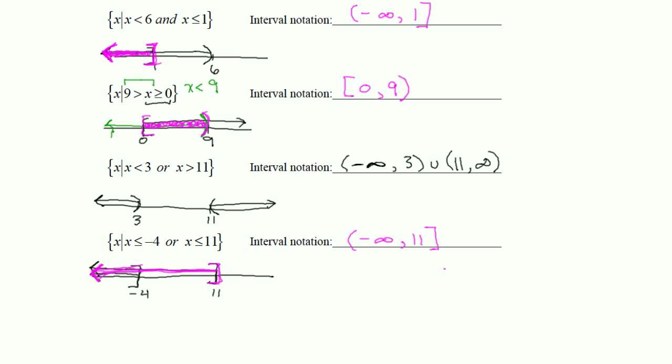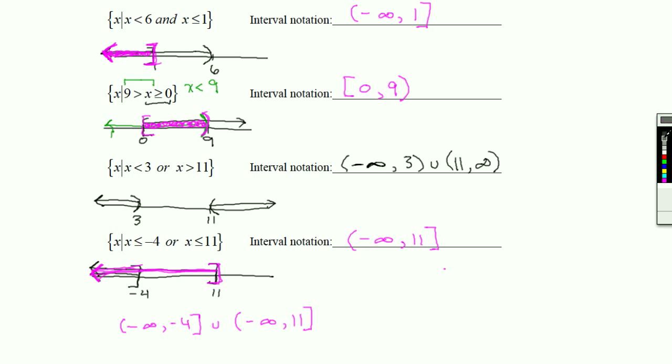One of the more common mistakes is to just follow the same pattern for everything and to think that we can just write this as negative infinity to negative 4 union negative infinity to 11. And even though it might feel like this is accurate, this is not a valid interval notation. This is a problem that's not done yet, because it is possible to actually take this union and write it as just the interval from negative infinity to 11.